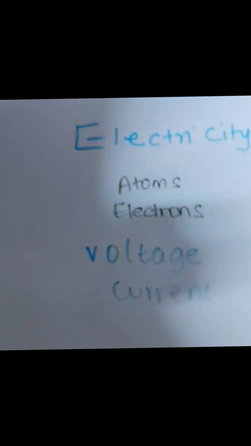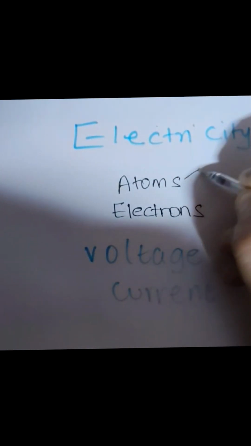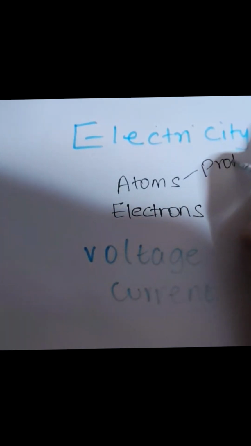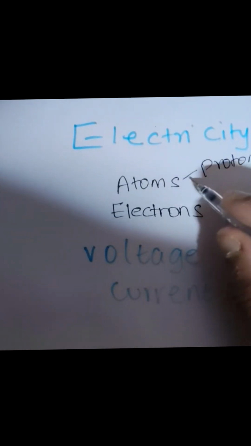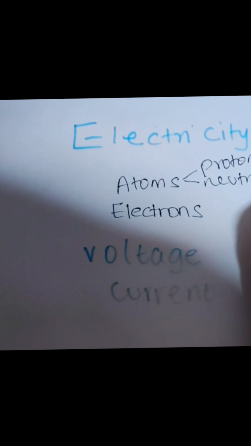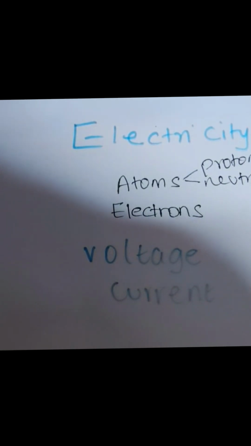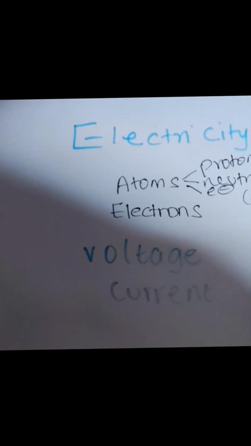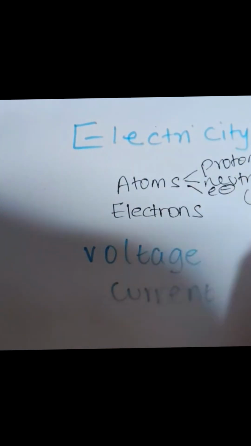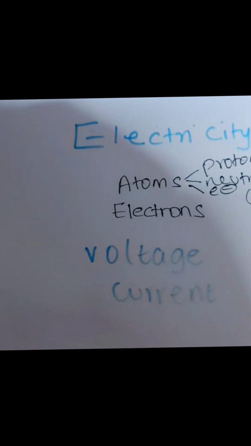Atoms are tiny particles, right? It is made up of three main particles: protons, which are positive, neutrons, which are neutral, and electrons, which are negative. Okay, now in electricity, electrons are the most important one, right?